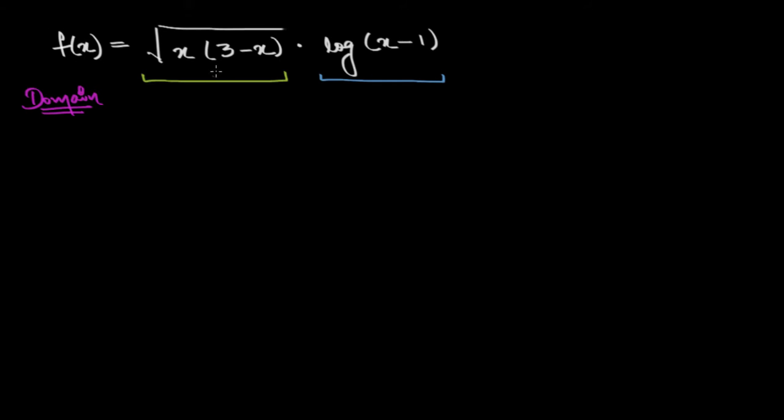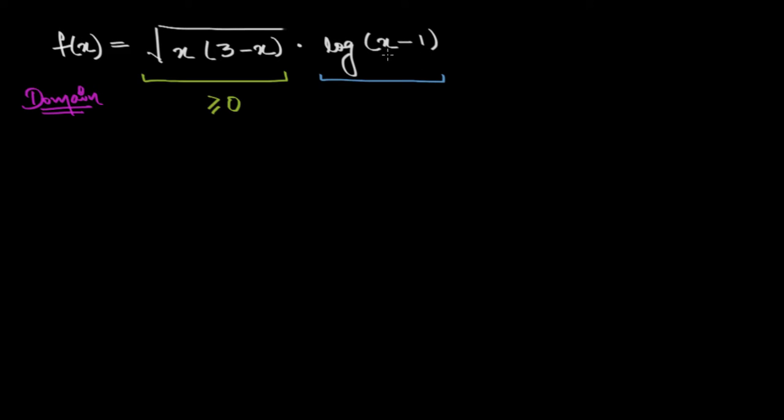Now first thing is, I know that for any real thing to be defined, anything inside the principal square root should always be non-negative, including 0, because even 0 is allowed here. So I can say that this quantity inside the root should be greater than or equal to 0.